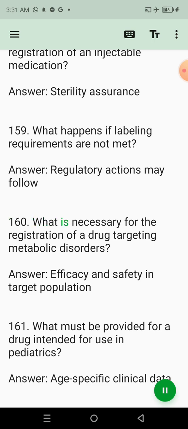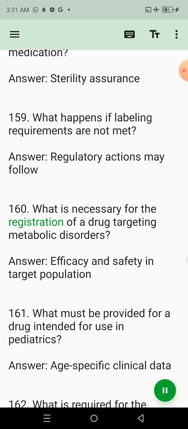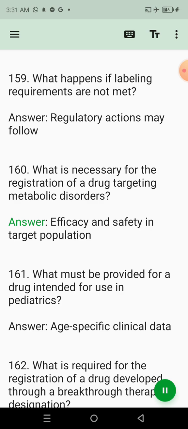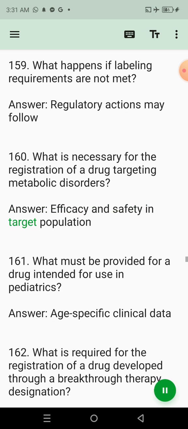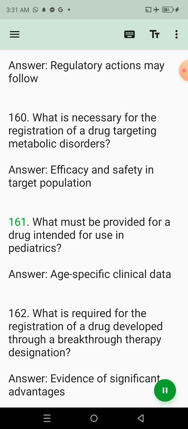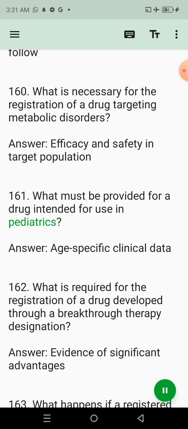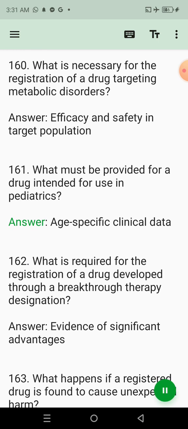160. What is necessary for the registration of a drug targeting metabolic disorders? Answer: efficacy and safety in target population. 161. What must be provided for a drug intended for use in pediatrics? Answer: age-specific clinical data.